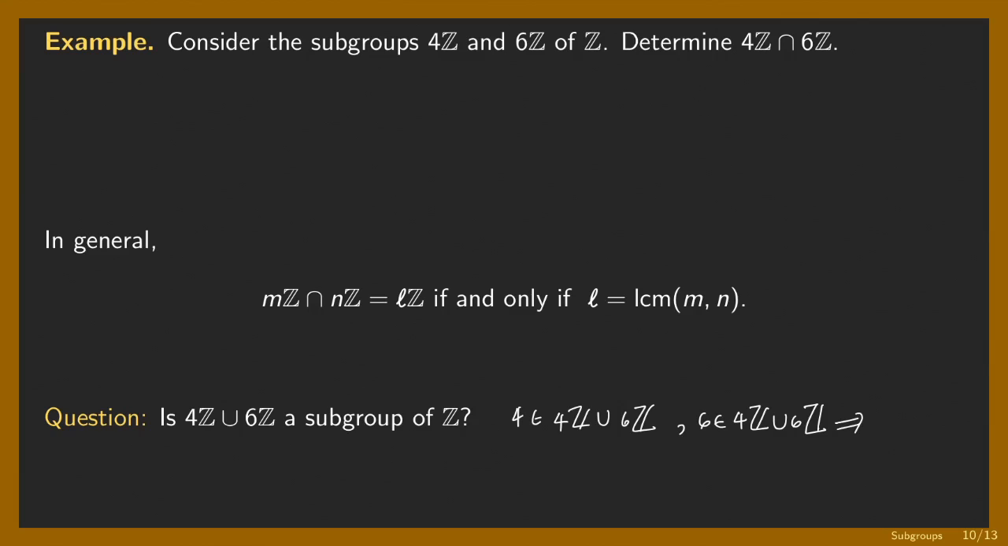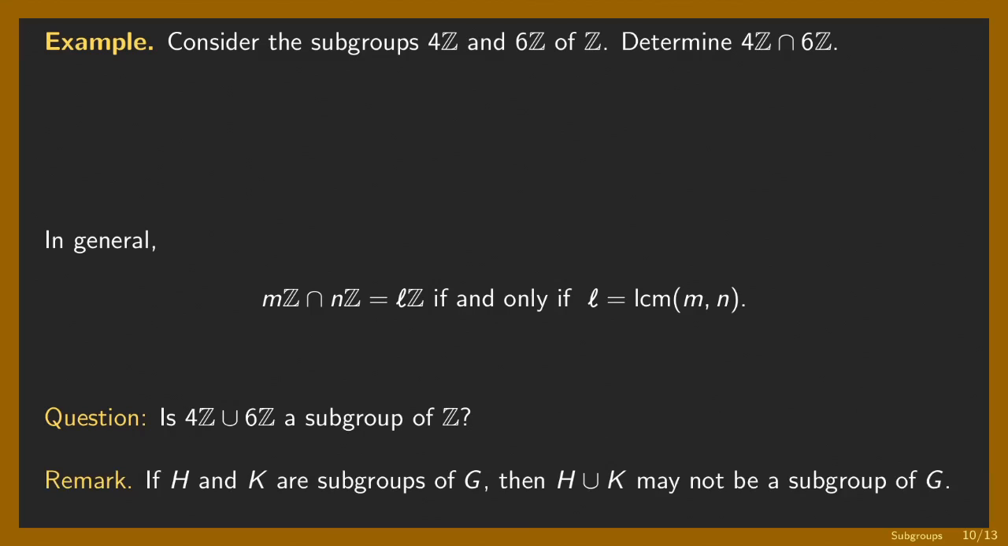But if you add 4 and 6, what's the sum? 10. Is 10 a multiple of 4? No. Is 10 a multiple of 6? No. So therefore 10 is not in the union. So as you can see, the union is not closed under addition. So the answer to this question is no. In general, while ang intersection ng dalawang subgroups is always a subgroup, ang union ng dalawang subgroup may not be a subgroup at all.